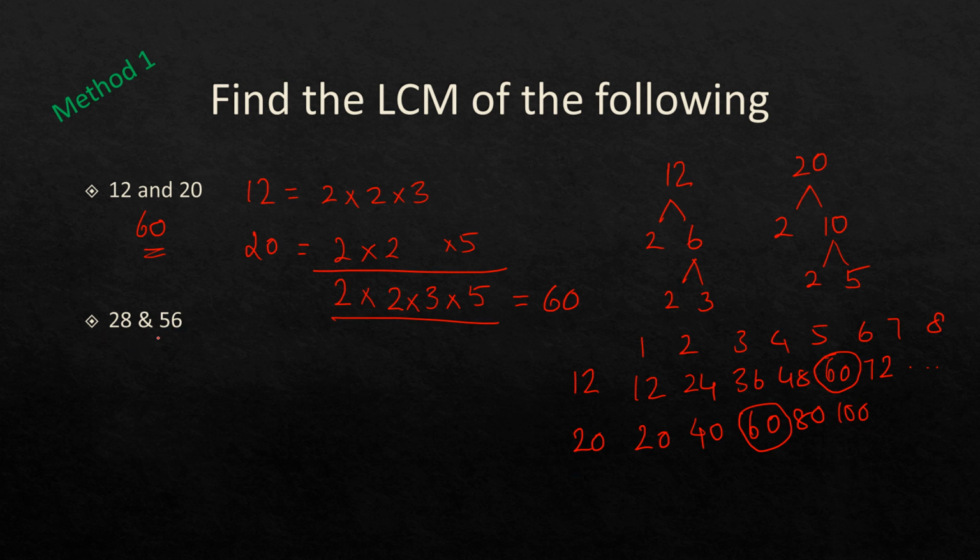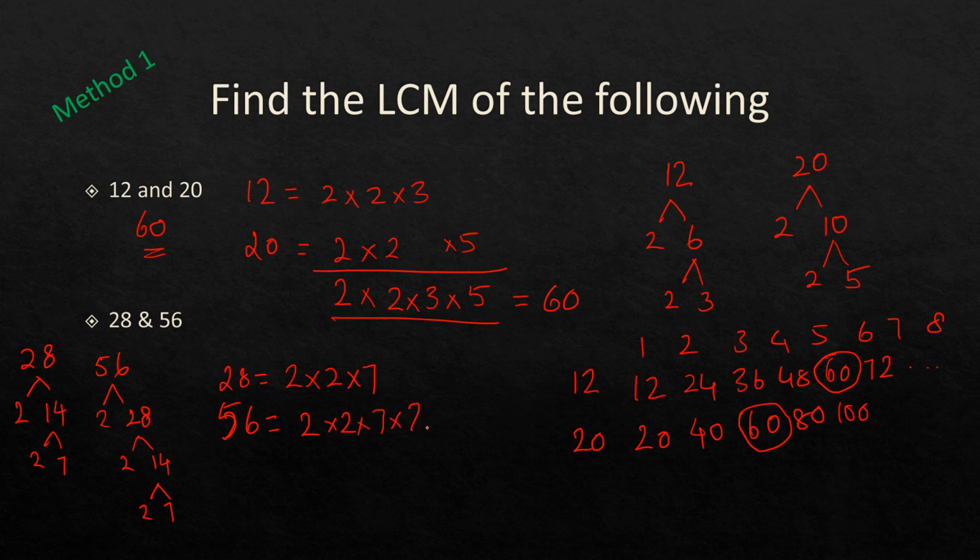Now let's do it for 28 and 56. 28 is 2 times 14, and 14 is 2 times 7. Similarly, 56 is 2 times 28, 2 times 14, 2 times 7. So 28 is equal to 2 times 2 times 7, and 56 is equal to 2 times 2 times 2 times 7. I'm just going to rearrange it as times 7 times 2. For each common number we take one, times 2 times 7 times 2. So this is the lowest common multiple: 2 times 2 is 4, 4 times 2 is 8, 8 times 7 is 56. So the lowest common multiple is 56. Hope this was clear.